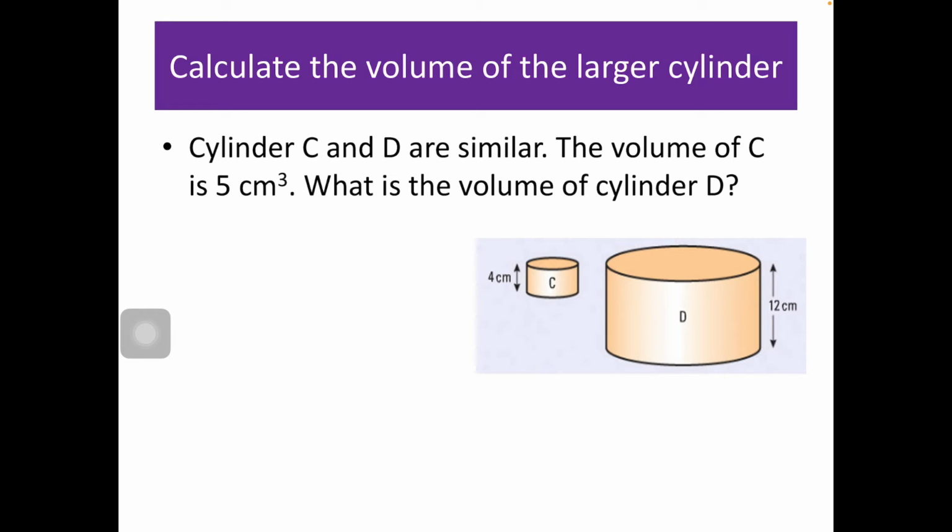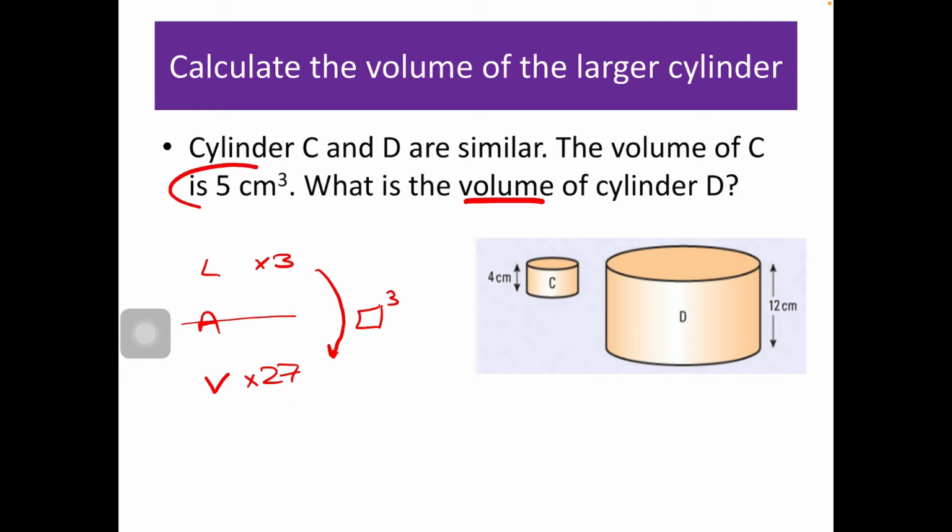Okay, should be nice and simple. Again, each time you do this, I want you to set that up. Length scale factor, area scale factor, volume scale factor. Length scale factor from 4 to 12 is going to be times by 3. Now, I'm not interested in area because I'm working out volume this time. So again, I'm just going to get rid of my area one. That means to find my volume scale factor, I know I can cube. So 3 cubed gives me a times by 27.